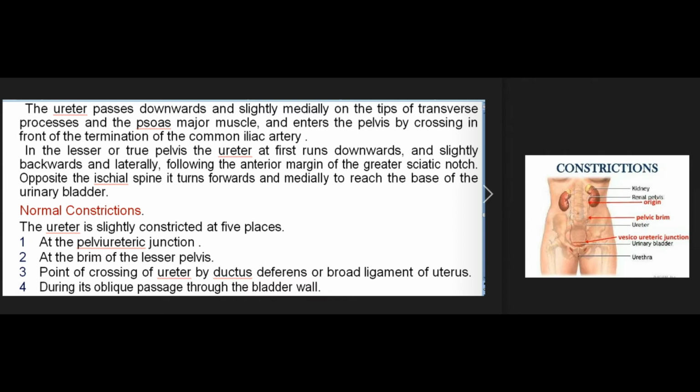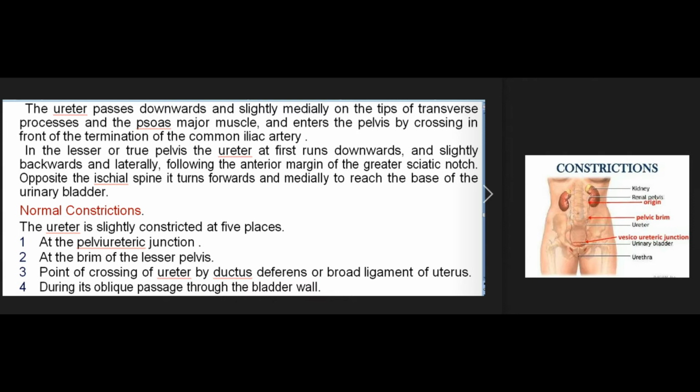In the lesser or true pelvis the ureter at first runs downwards, and slightly backwards and laterally, following the anterior margin of the greater sciatic notch. Opposite the ischial spine it turns forwards and medially to reach the base of the urinary bladder.